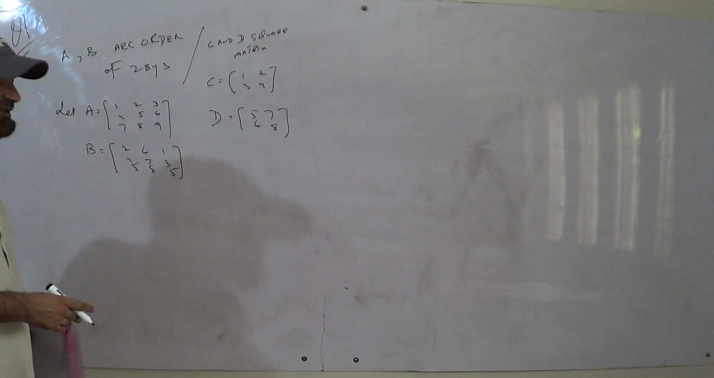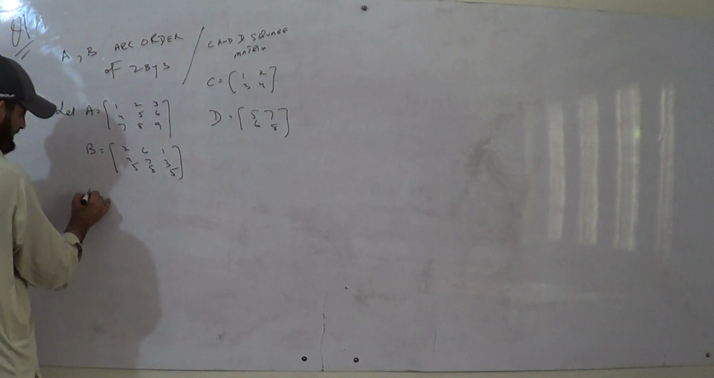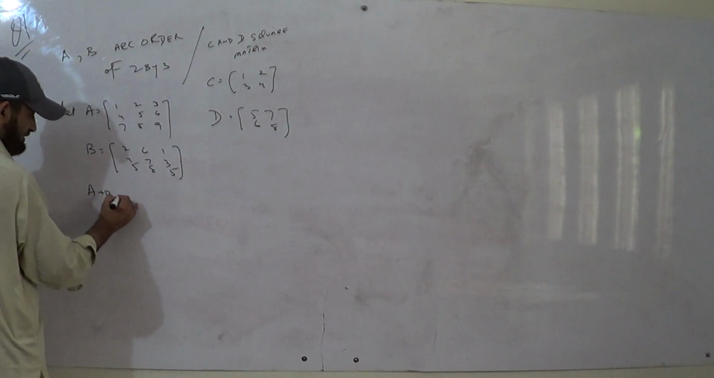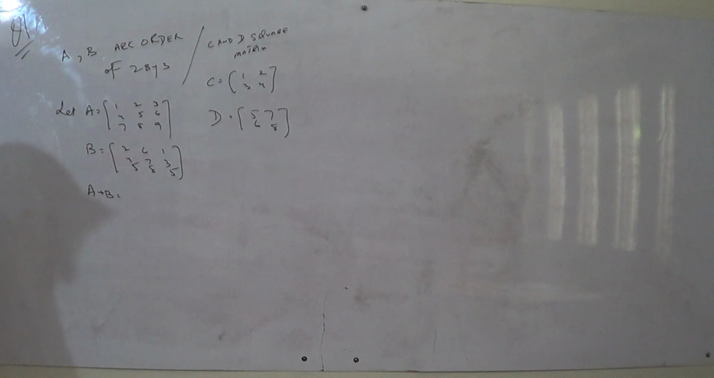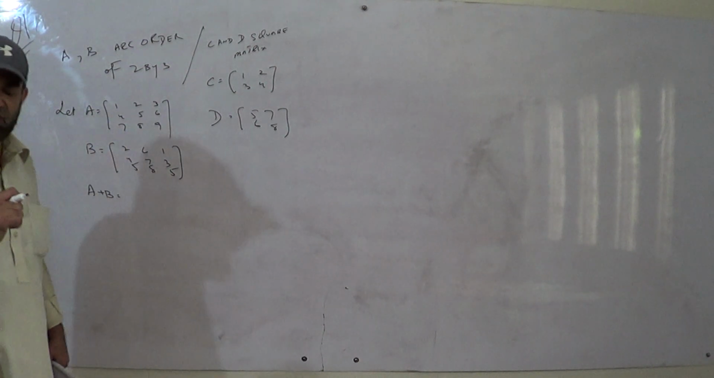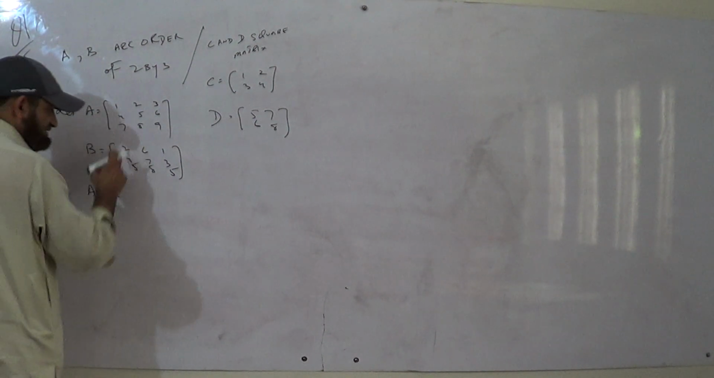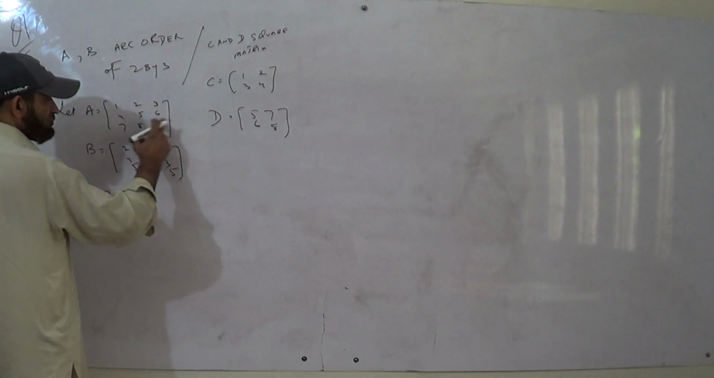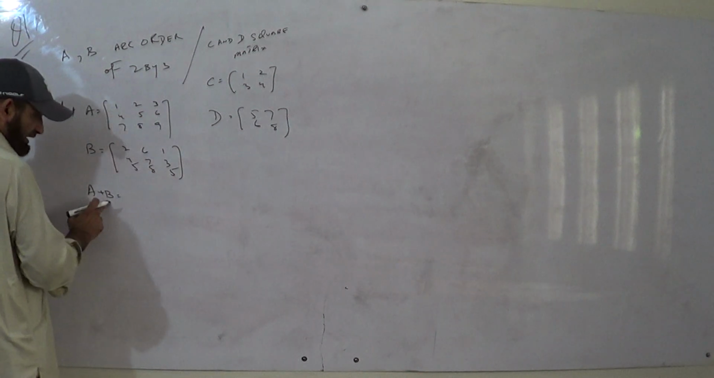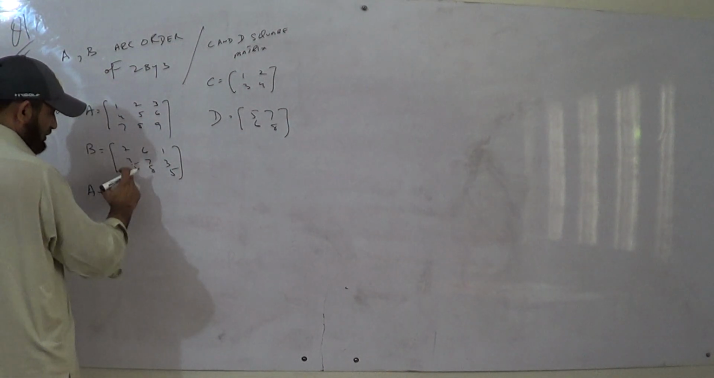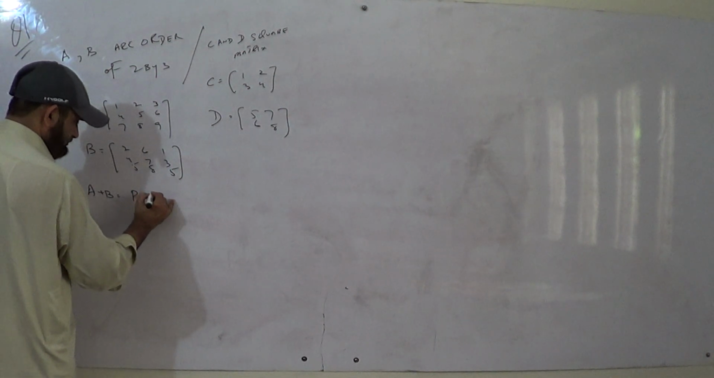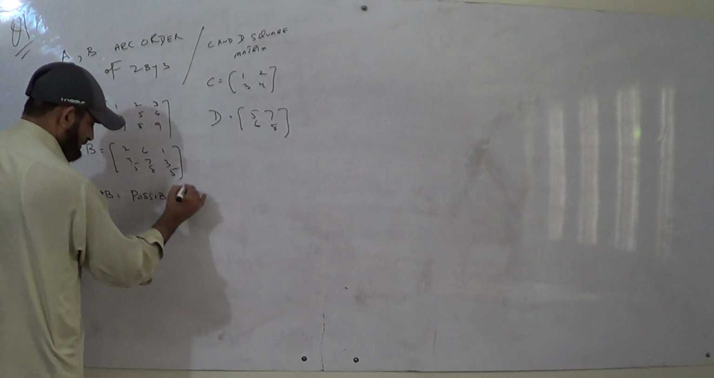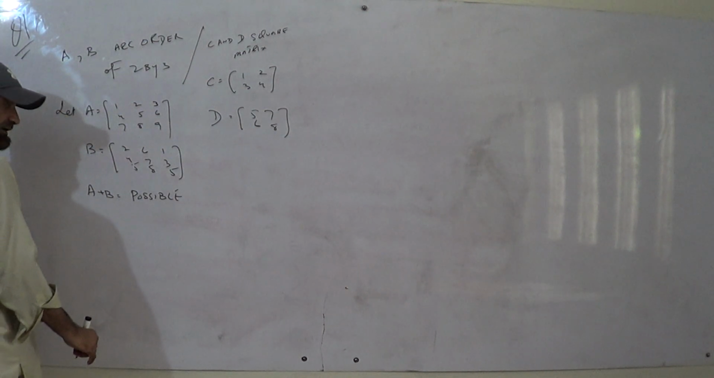Is A plus B possible or not? In case of addition or subtraction, if their order is the same, then it's possible. Order means how many rows and columns. A has 2 rows, 3 columns. In B, 2 rows, 3 columns. Possible.